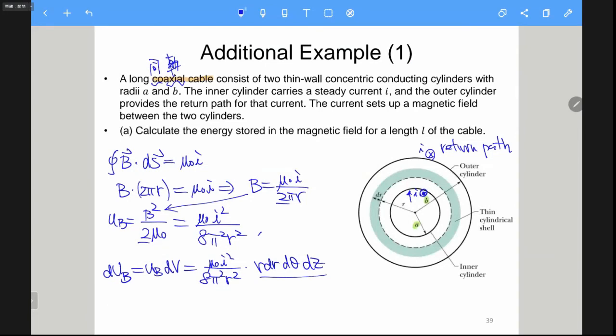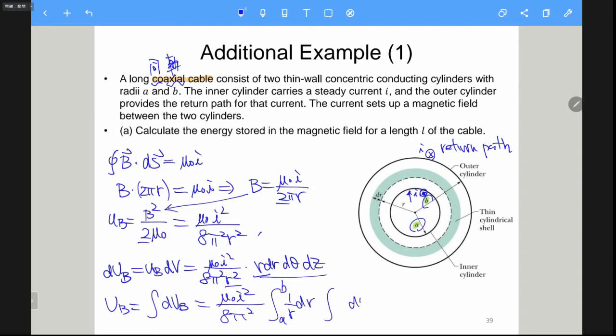And so we would like to find the total energy stored here. So we just integrate dUB, which is actually mu naught is a constant. I square is also a constant, and then 8 pi square. And then we have a dr. We have r over r square, so we have 1 over r here. And then we need to integrate from small a to small b. And then d theta will be from 0 to 2 pi. And then dz will be from 0 to small l, because the length is l.